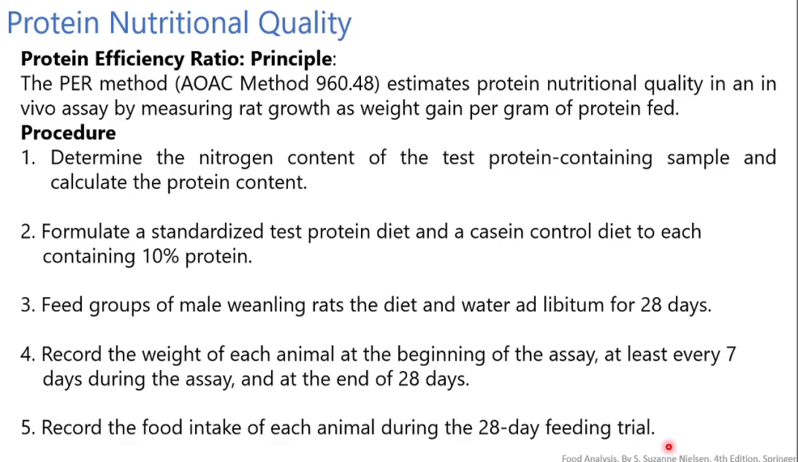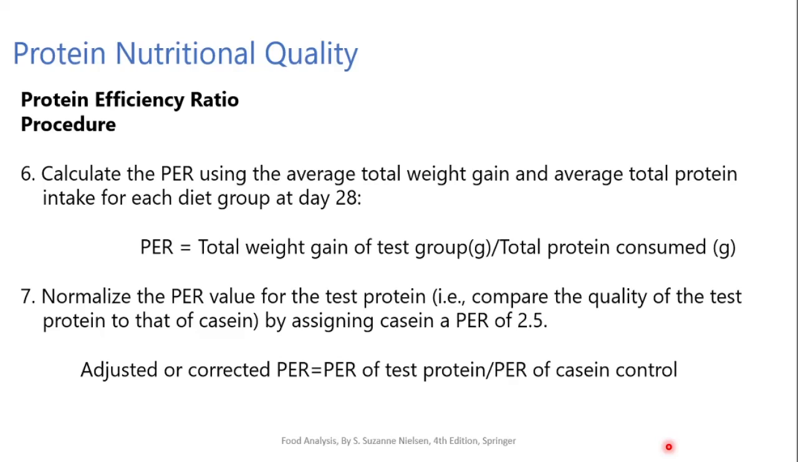We have a 7 day interval to take the weight of each rat during the assay, and at the end of the 28 days we have performed 4 cycles of taking the weights. Record the food intake of each animal during the 28 days of the feeding trial, and from that we can calculate the protein efficiency ratio. We calculate the protein efficiency ratio using the average total weight gain and average total protein intake for each diet group at day 28.